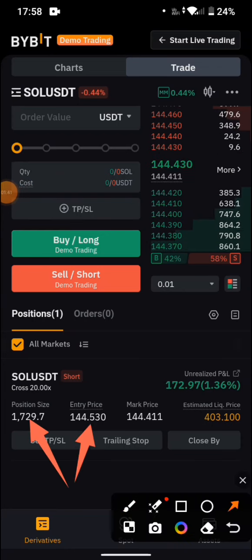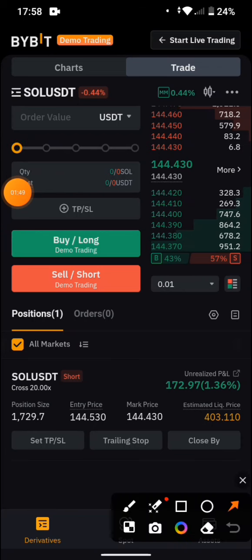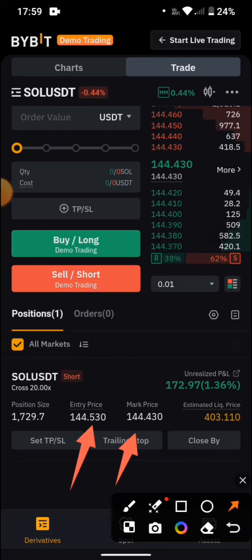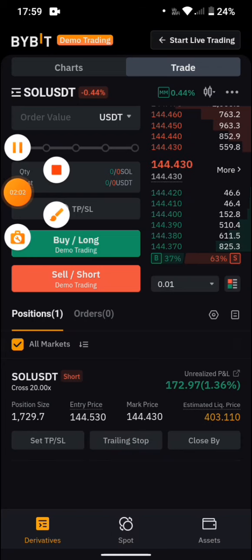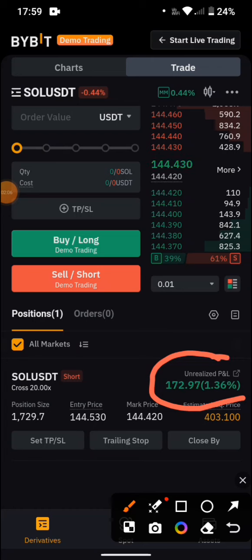This is our entry price, and this is the current market price. We entered when the price of Solana was 144.530, and now it's 144.430. So that's why you are currently seeing we are making profit, $190, because we predicted that the market was going to drop, and indeed the market is dropping.